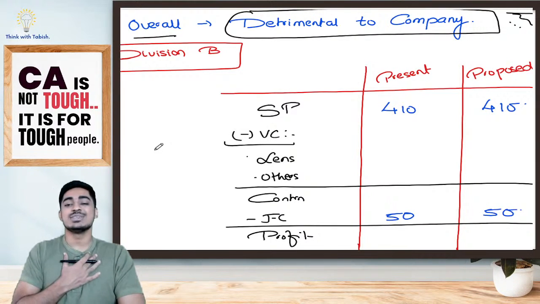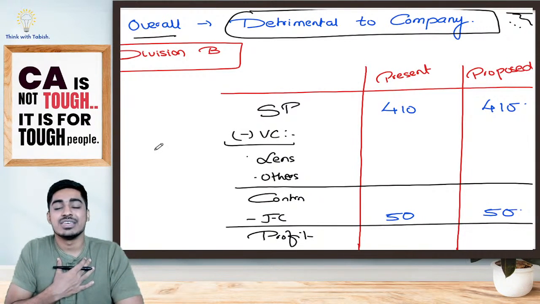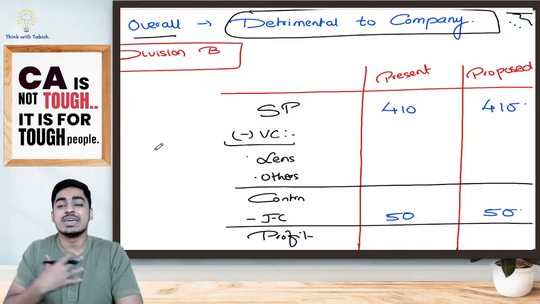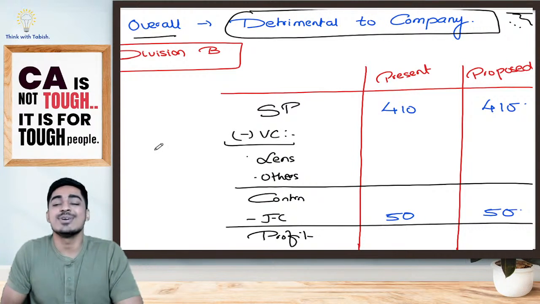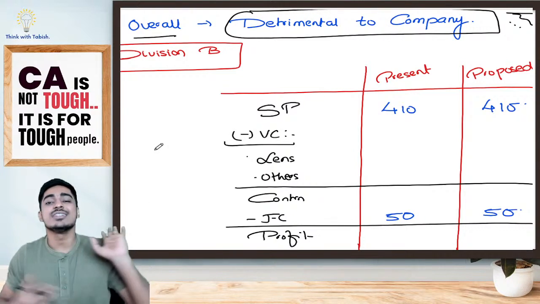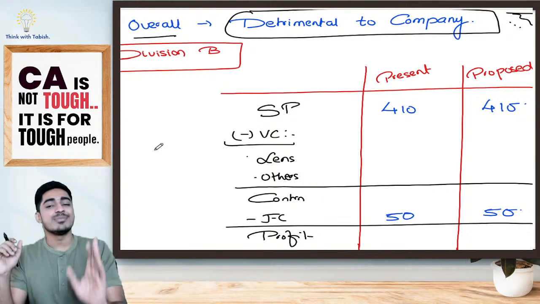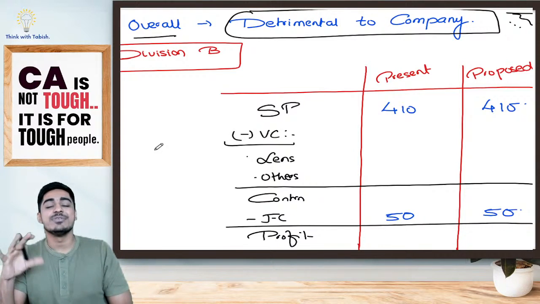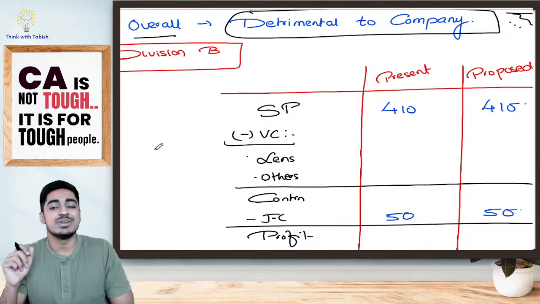Now, what is division B thinking? Division B is very happy. Presently it was buying from outside at 170. Now it is getting it at 120 rupees. 50 rupees profit, for nothing. It is just sitting and telling the company, yes, let the internal transfer happen. 50 rupees it is gaining. Very much happy it is, yes or no?